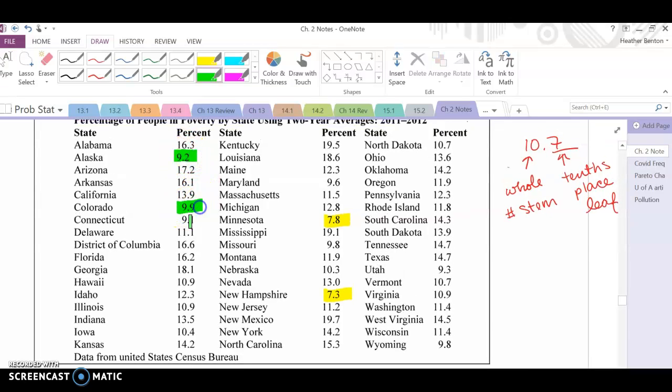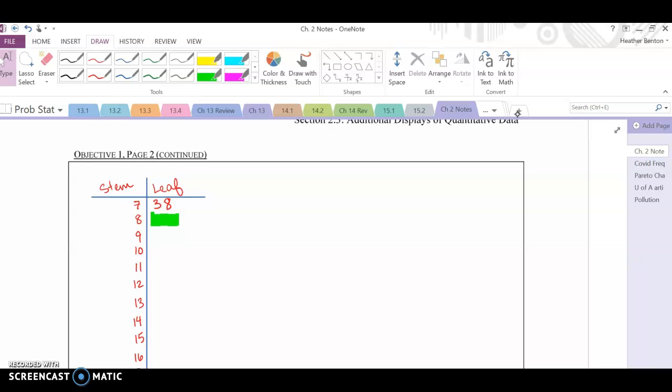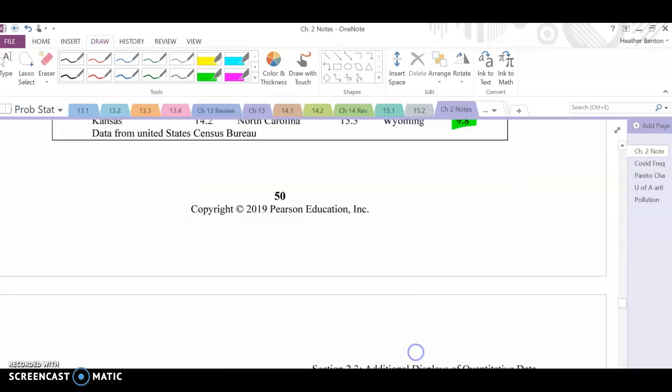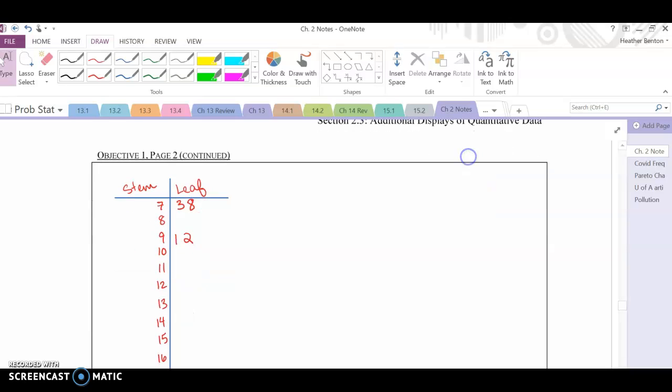So 9.2, 9.9, 9.1, 9.6, 9.8, 9.3, and 9.8. And so we'll come over here to our stem and leaf and we'll list those. So the first one, I believe, was 9.1. There was a 9.2. What else was there over here? 9.1, 9.2, 9.9. So I'm just listing all the tenths place.